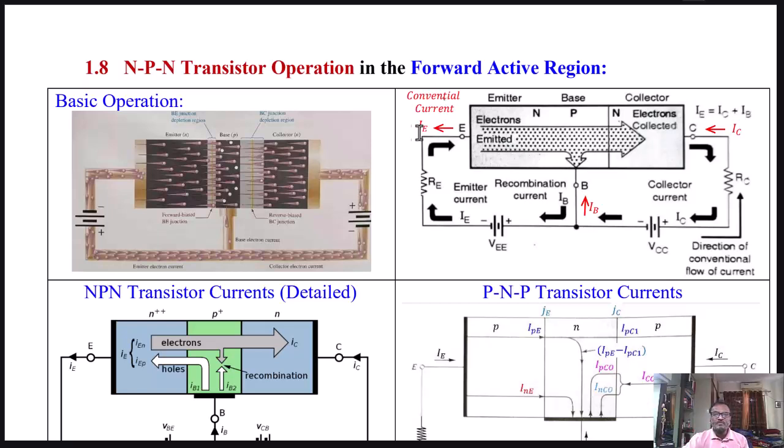three currents are formed. In the emitter, the current formed is denoted as emitter current. The current in the base region is called base current, and the current in the collector region is called collector current. And from the diagram, we can say that the current through the emitter is the sum of base current and collector current. Therefore, we can write IE is equal to IC plus IB. This is the relationship of currents for BJT.